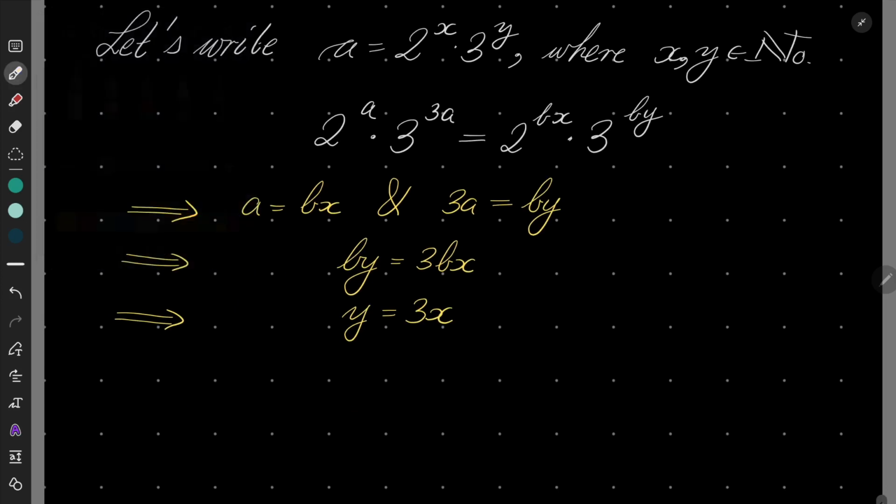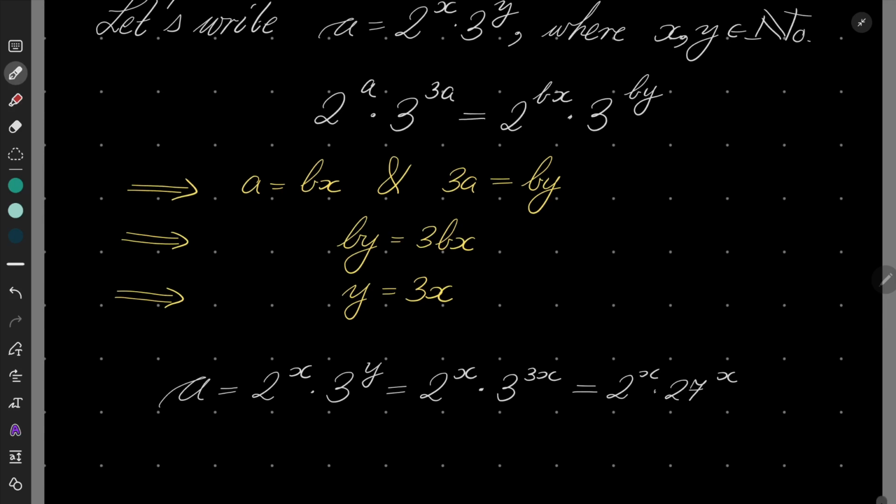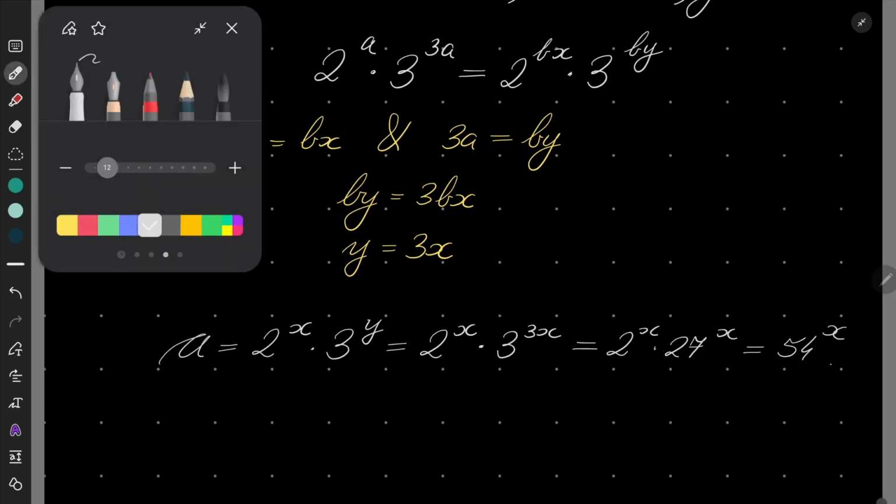But that means that number a, which we assumed to be 2 to the power of x times 3 to the power of y, this is just 2 to the power of x times 3 to the power 3 times x, which is 2 to the power of x times 27 to the power of x. Lo and behold, 54 to the power of x. And that closes our reasoning, our proof, because 54 to the x is a power of 54, obviously.